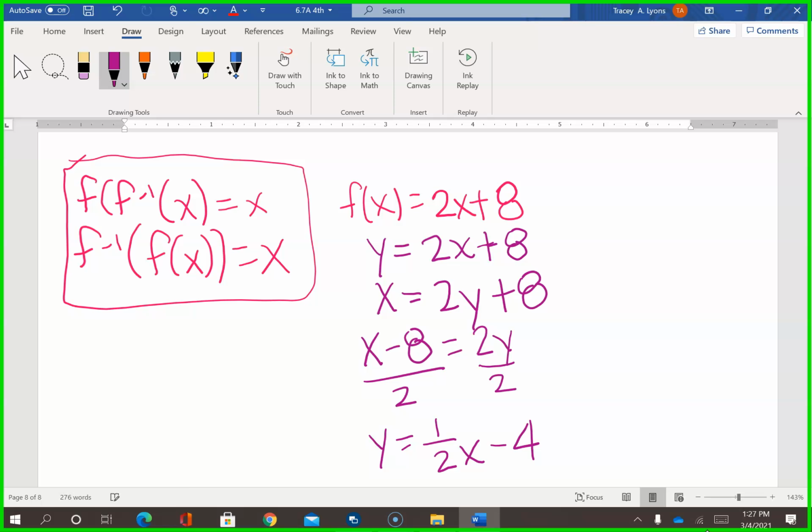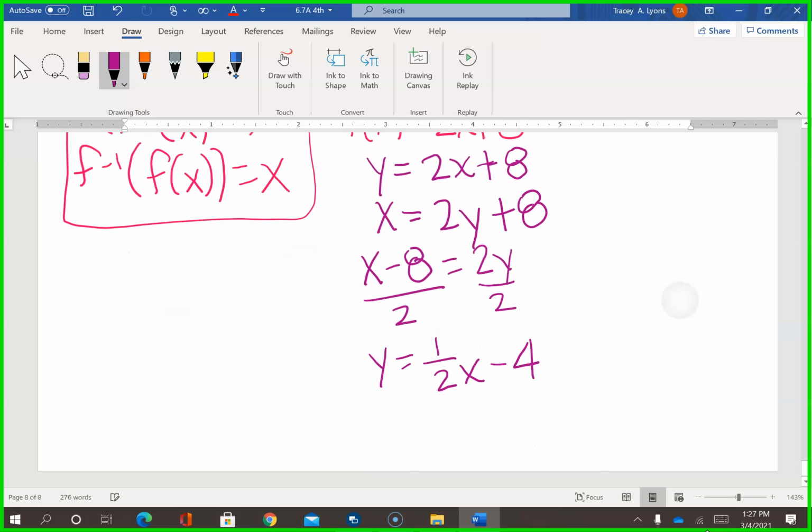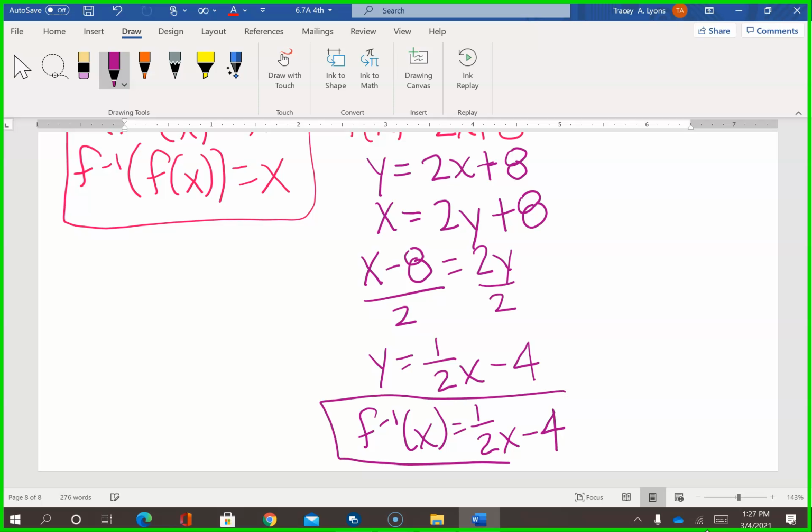Okay, so also, I think I'm going to run out of room here. You need to put it back into function form, which means the inverse is 1/2 x minus 4. Don't write it as the function if you're finding what the inverse is. Make sure you put that -1 in there.